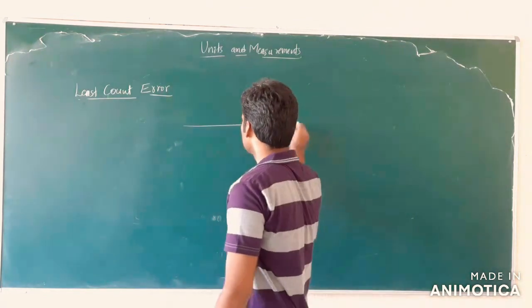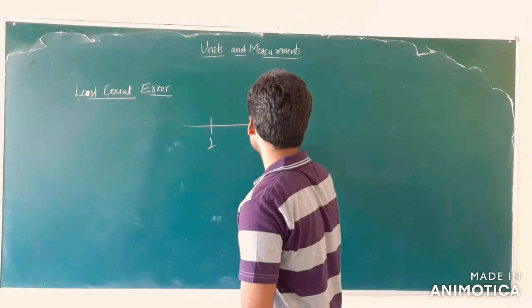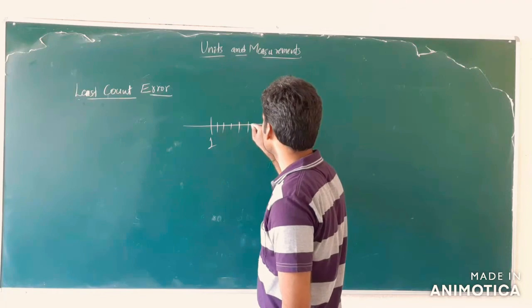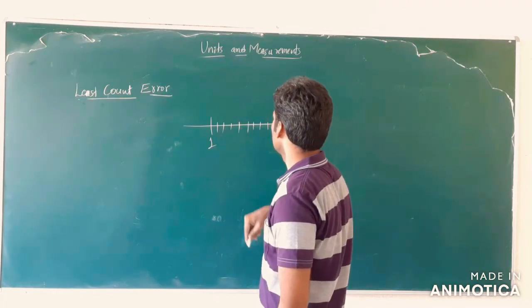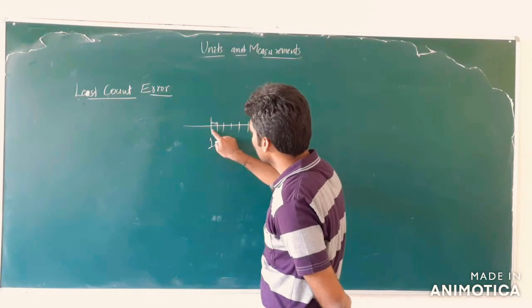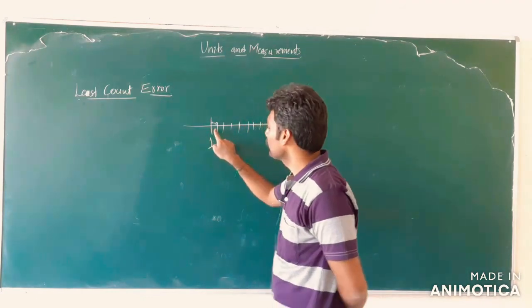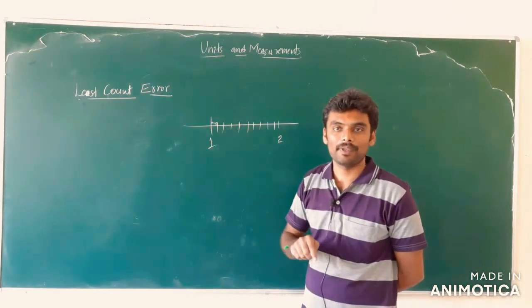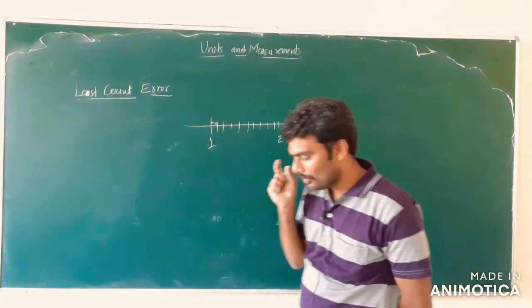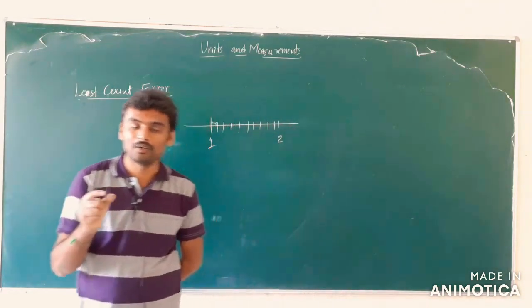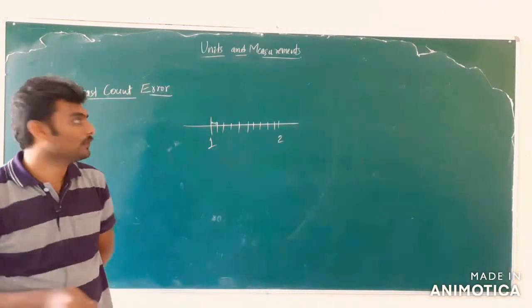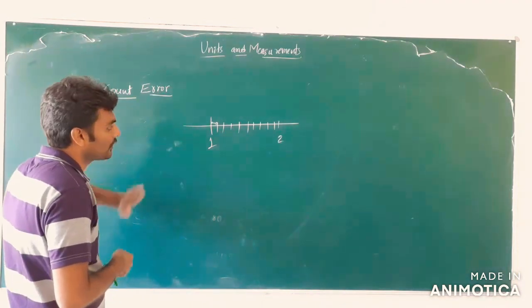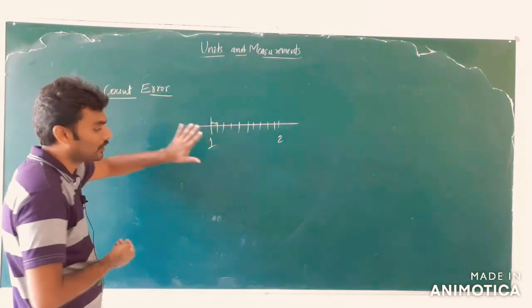Say this is 1 centimeter, this is 2 centimeter, between them you will have 1, 2, 3, 4, 5, 6, 7, 8, 9, 10. So this is 1 millimeter, right, or 0.1 centimeter. So 1 millimeter is the least count of this scale, isn't it? How small a reading can be taken using a given instrument. Okay, that is what least count is.